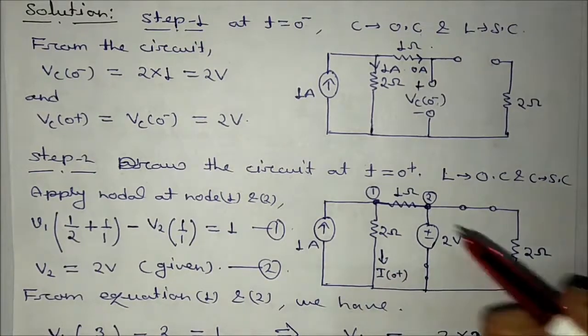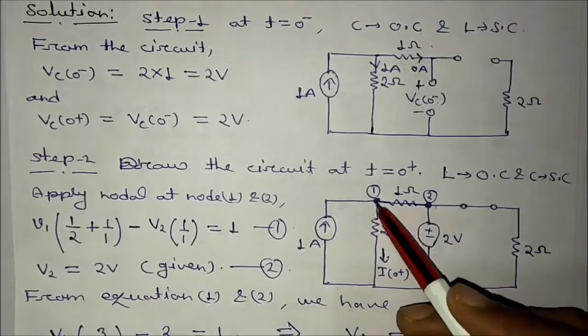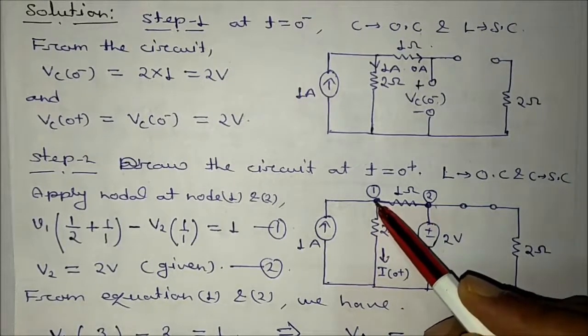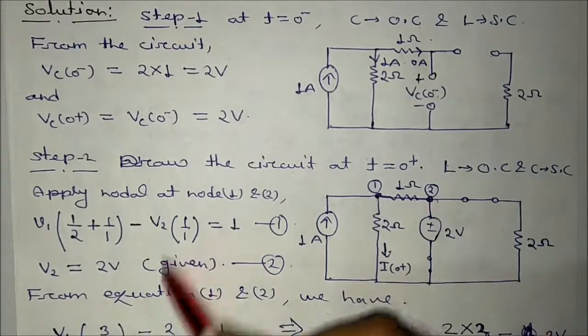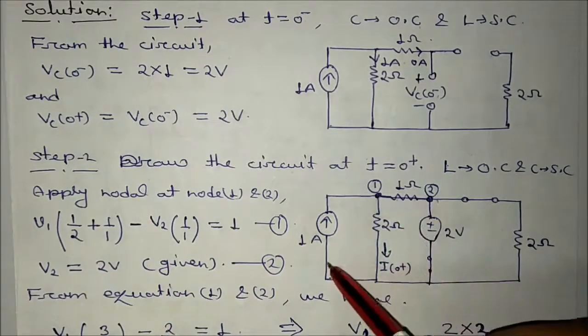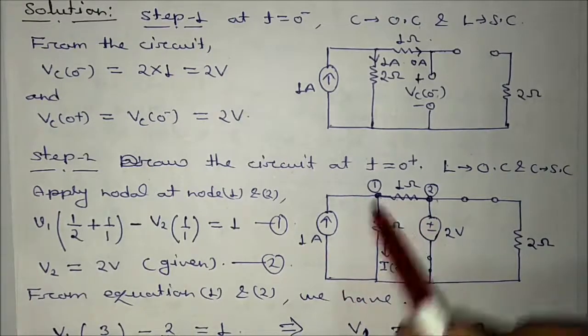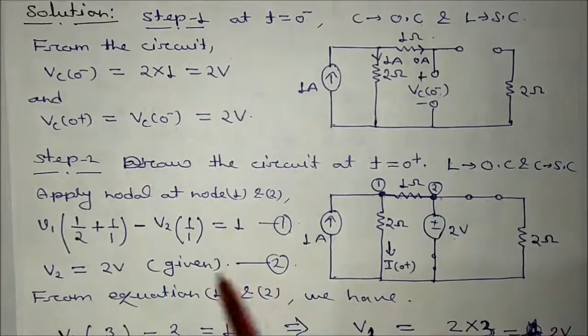In this condition, you just apply nodal here. At node 1, if we write nodal, what we will get? V1 bracket 1 by 2 plus 1 by 1 bracket close, minus V2 divided by 1 is equal to incoming current, how much? That is equal to 1. This is equation 1. And V2, we know that is equal to 2 volt. V2 is given as 2 volt.